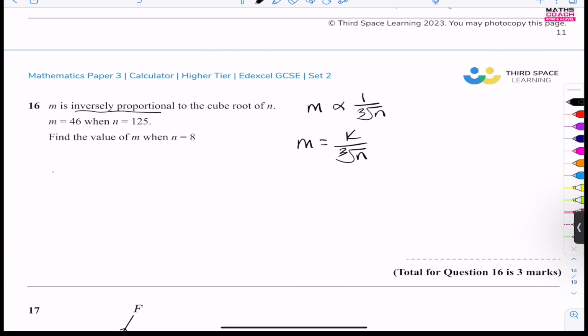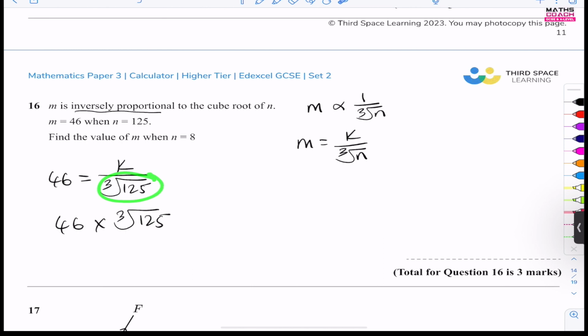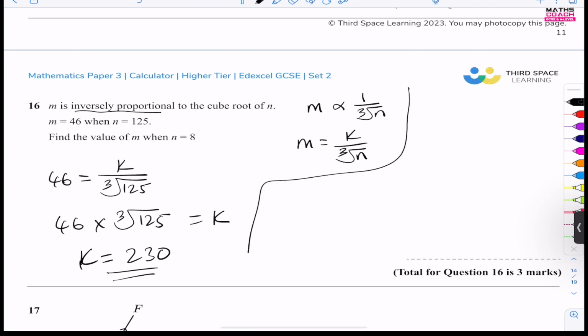So that would be 46 for m is equal to k over the cube root of 125, which is the value of n. And if we now do 46 times the cube root of 125, you could also find the value right there if you want and then multiply across, but it's the same thing here. That equals k, and then if you put that into your calculator, you get 230. So k is 230. Now that you've found k as 230, you can go and replace it in here for that k. So your final equation that you're going to be using is 230 over the cube root of n.